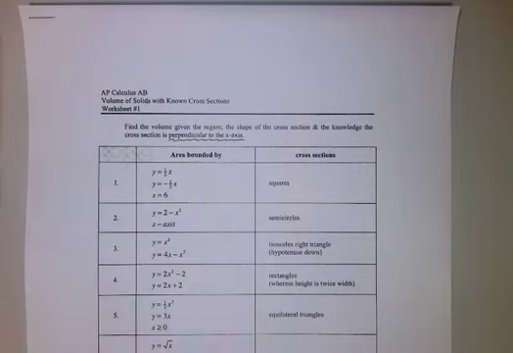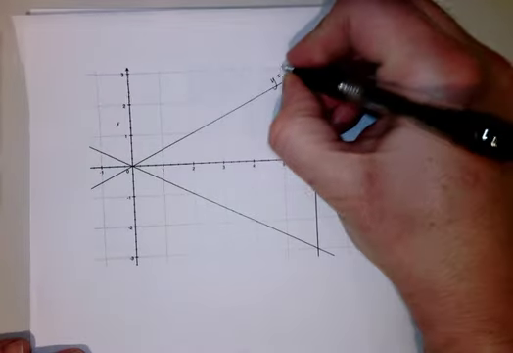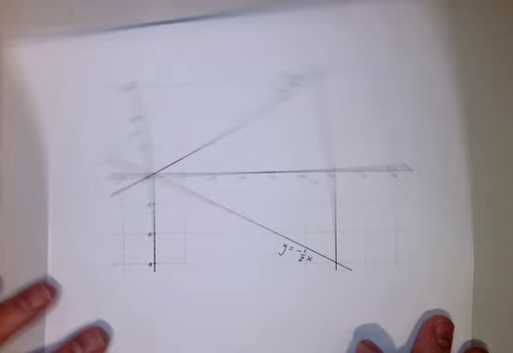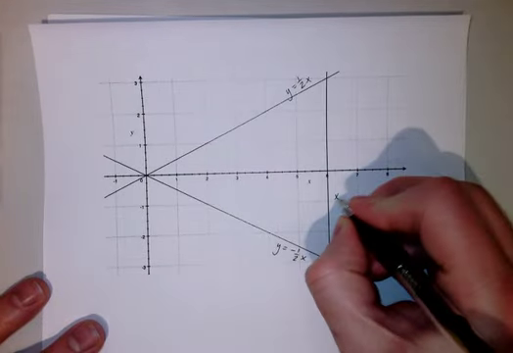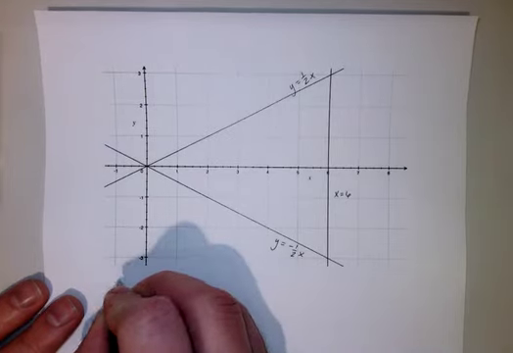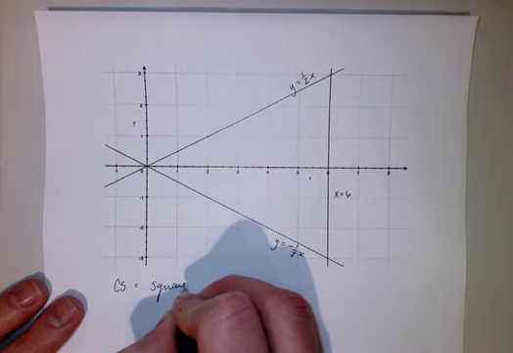So I've gone ahead and printed out what these regions look like, so let's go ahead and do it. Now this one is y equals 1/2 x. This right here is y equals -1/2 x. And this right here is x equals 6. And I want the volume with the cross sections as squares.